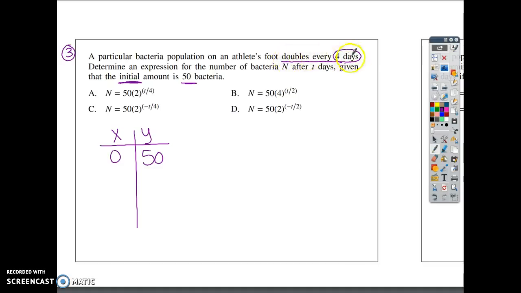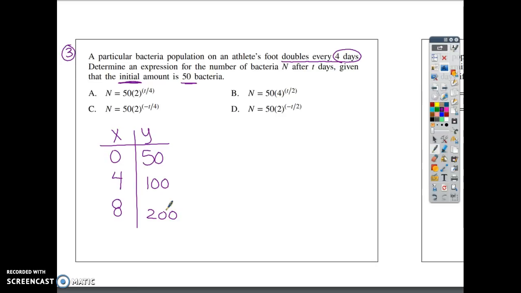Doubles every 4 days. That means in 4 days, this number is going to double. El doble. 2 times. So 50 times 2 is 100. That's double. Esto es el doble. Another 4 days. That's 8 days. It's going to double from 100. So 100 times 2 is 200.